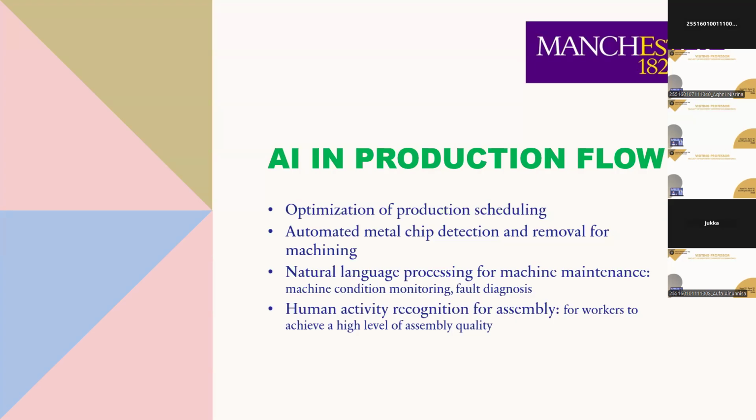One example, if we have some milling and drilling systems, as we do have also in dentistry: automated metal chip detection and removal from the machining and cutting tools. As we already have made reference, natural language processing for machine maintenance. This would include machine condition monitoring and fault diagnosis. Otherwise, those are things that someone should keep a keen eye on. Is the production working well? Also, human activity recognition for assembly, for the workers to achieve a high level of assembly quality.